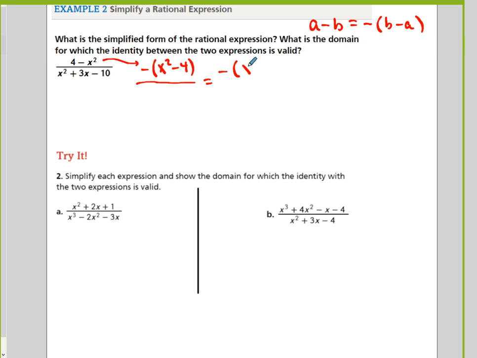Second step would be to continue factoring that numerator. x plus 2, x minus 2 will be the factored form of x squared minus 4. On the bottom, we have x squared plus 3x minus 10. And we're going to factor that to x plus 5 times x minus 2.